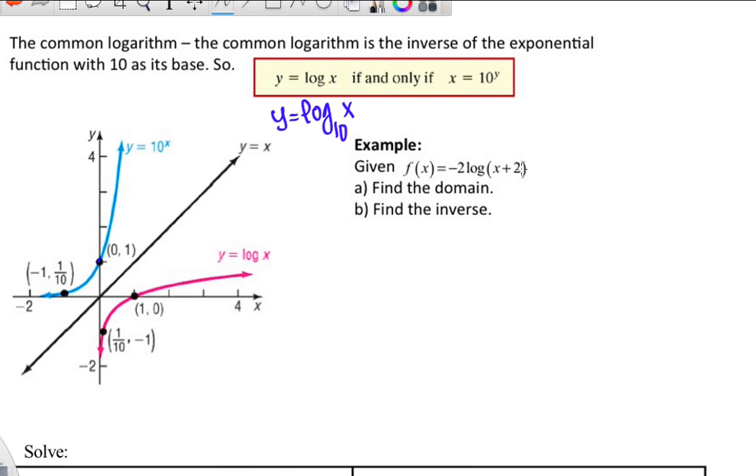So the domain works the same way. X plus 2 has to be greater than 0. So x has to be greater than -2. So you would have had a vertical asymptote here at x equals -2.